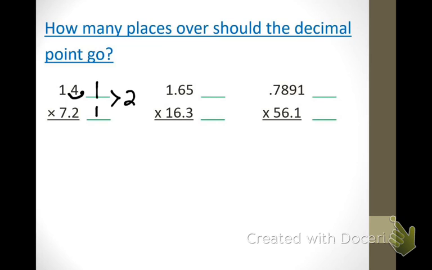All right, so next up, Kyla, 1.65, how many places over did it move? 2. 2, and how about 16.3? 1. 1. How many total did it move then? 3. 3. All you did is add 2 plus 1 together.